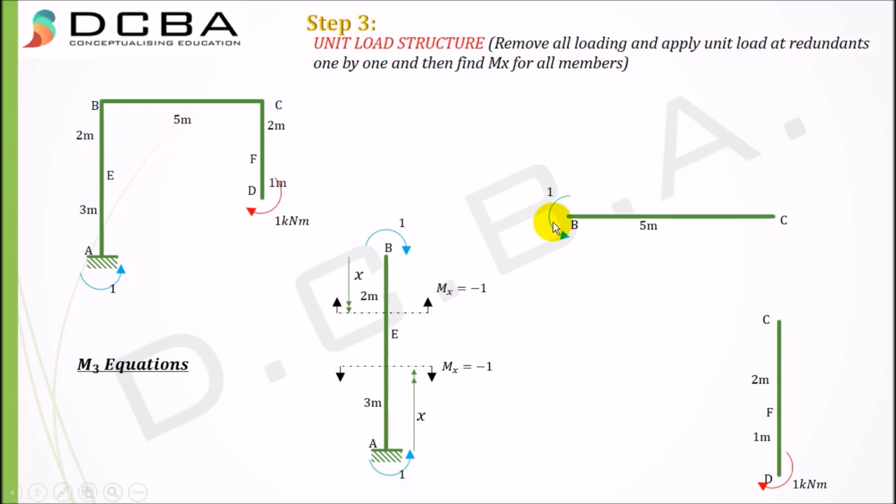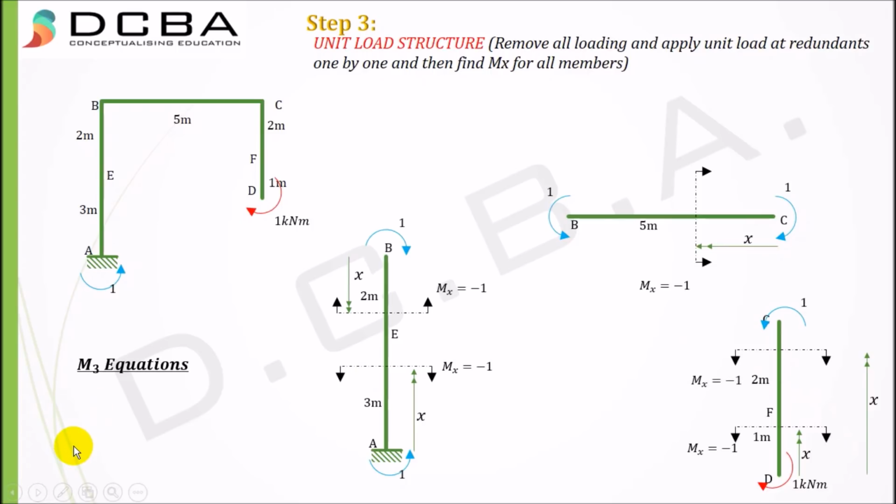Translating this reaction here and finding the reaction at point C, I get the reaction as 1 kilonewton meter clockwise. Taking x from point C, I get mx equal to minus 1. Translating this here, taking x from point D, I get mx equal to minus 1 again, and again taking x from point D for CF, I get mx equal to minus 1 again. Okay, so these are your M3 equations, right?